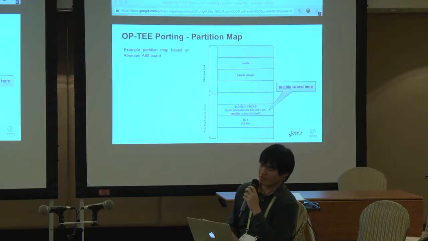So this slide just shows a sample partition map for some of the build components, and it's actually based off the layout of the Allwinner A64 board, one of the boards which OP-TEE has been ported to. So it's not entirely accurate, but we're just using it as a sample here. And for ARM Versatile Express, the OP-TEE is actually embedded inside the ARM Trusted Firmware fip.bin image.